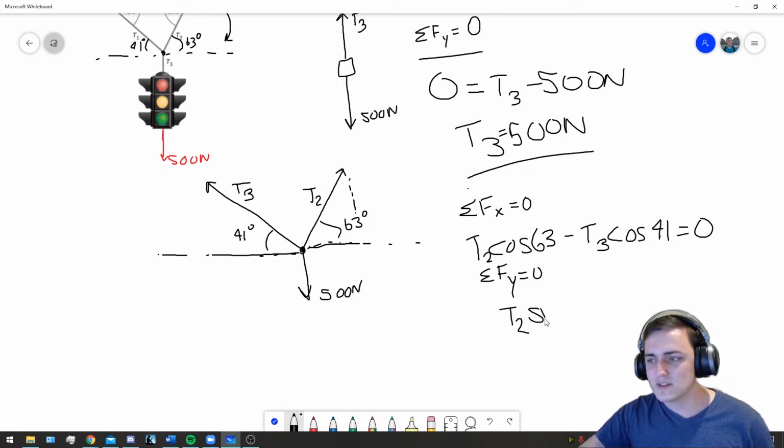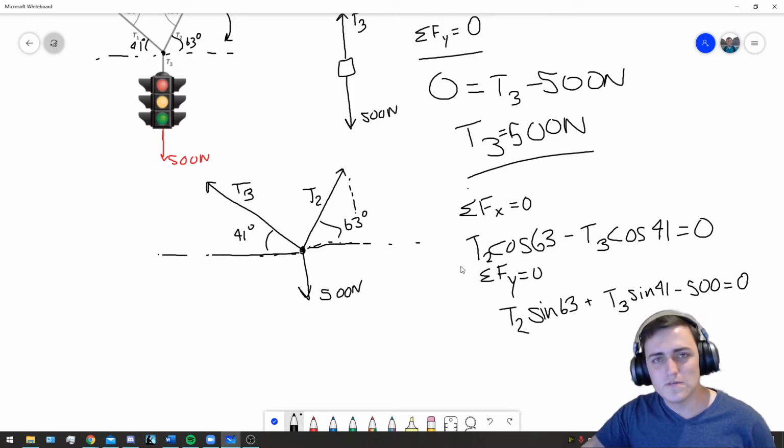And now we're going to be working with sine of 63 for that opposite side. Plus, let's go to T3. T3 also points up in the positive direction, and we want its y component just as with T2. And the last thing is 500 newtons points in the negative, down direction. And so all we have here is two equations and two unknowns. And we can actually go ahead and solve what T2 and T3 are.